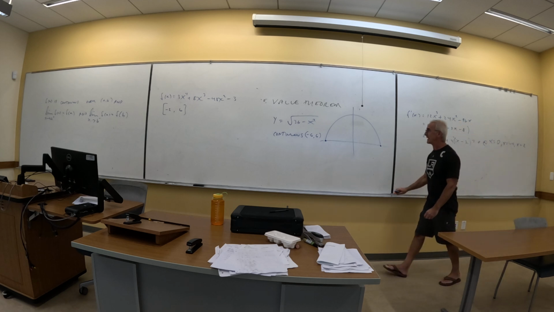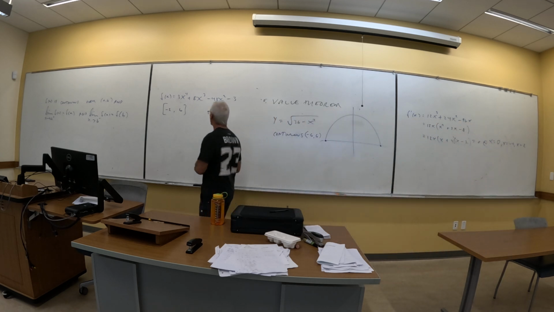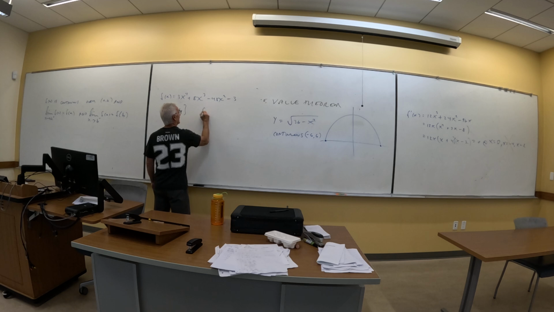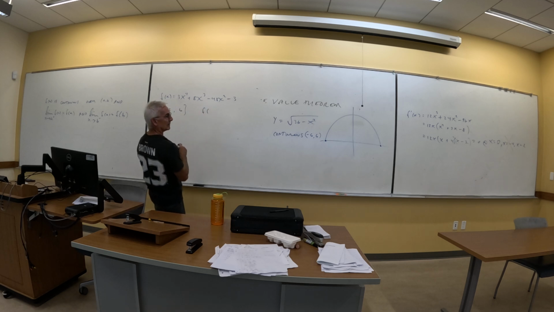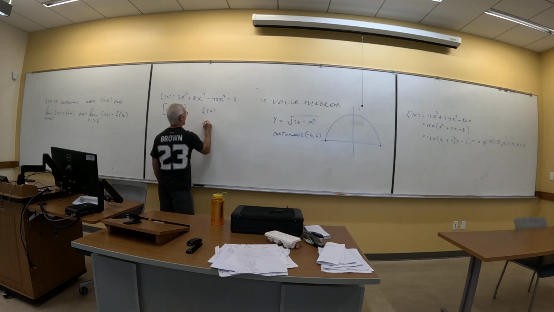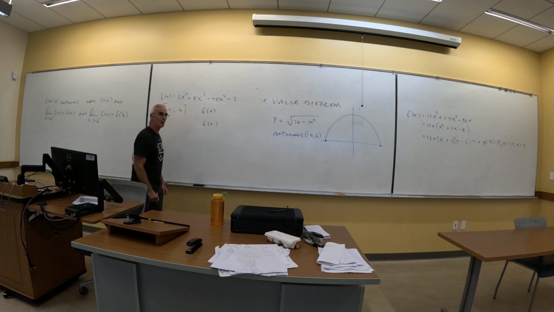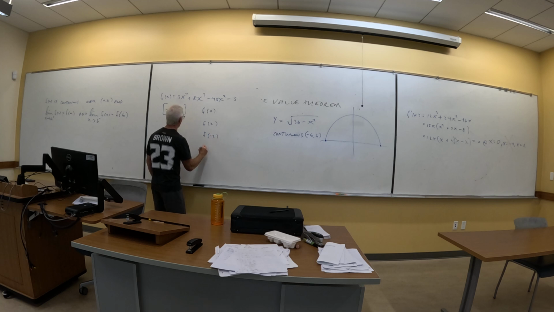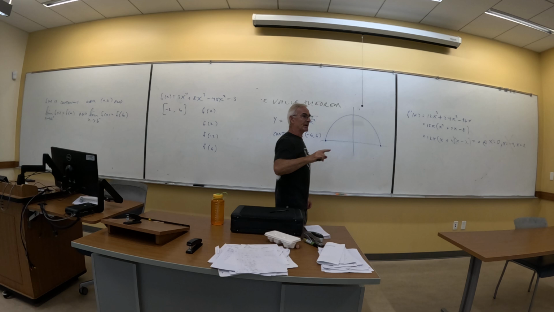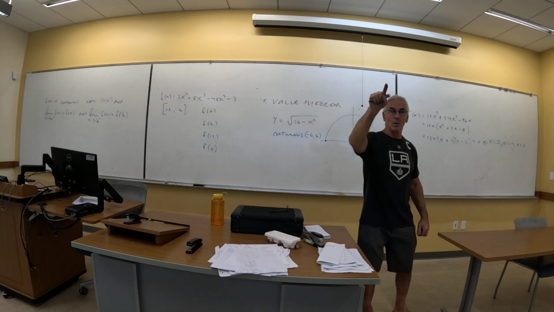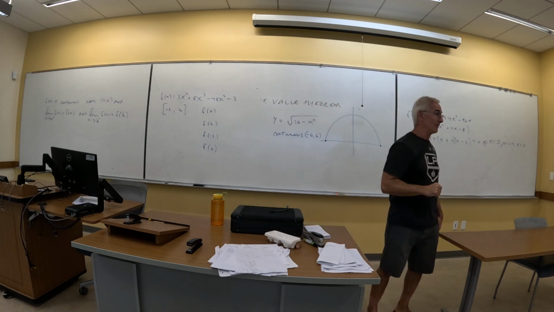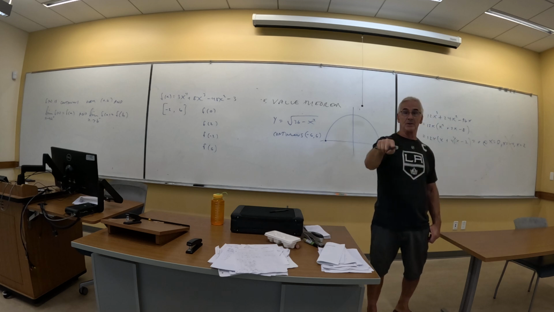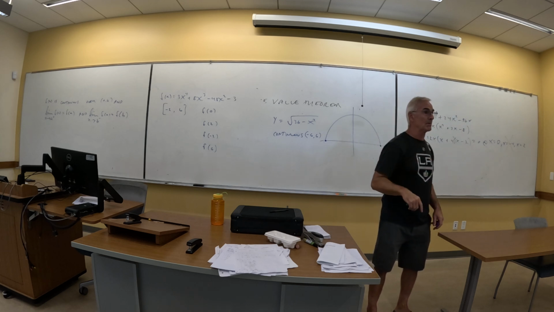So I need to now calculate a few values. I am now going to calculate f of 0, f of 2. Is that it? No. I'm also going to consider f of -2 and f of 6. I'm considering every critical value in the interval. That's the most important part. Every critical value in the interval, and I'm considering my endpoints.